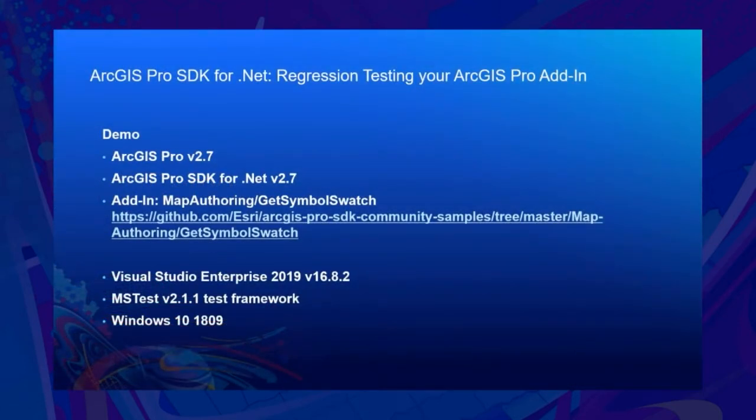Now for some technical details on the operating system and software version used in this demo. I'm using ArcGIS Pro and ArcGIS Pro SDK for .NET version 2.7. For the add-in, I choose the Get Symbol Swatch project in the map authoring folder from the GitHub ArcGIS Pro SDK Community Samples repo. I'm using Visual Studio Enterprise 2019 version 16.8.2 and MS Test Framework version 2.1.1. Finally, these tests are run on Windows 10 build 1809.